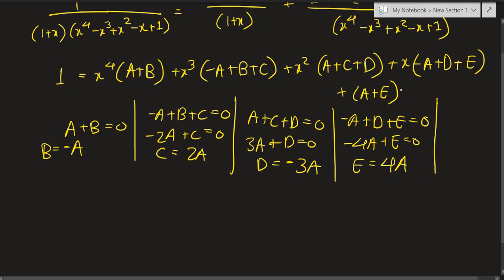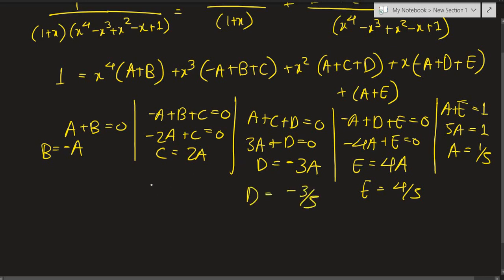But the catch here is that a plus e is not equal to 0, because it's the constant term, and we have the constant term equal to 1. So a plus e equals 1, and e is nothing but 4a. So a plus 4a is 5a equals 1. A equals 1 by 5. So e will naturally be 4 by 5, d will be negative 3 by 5, c will be 2 by 5, and b will be negative 1 by 5.